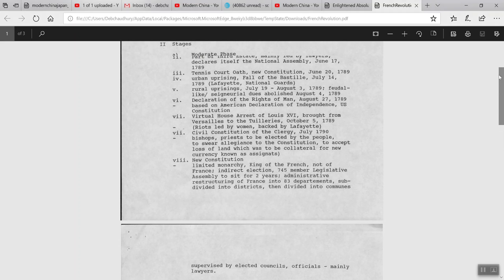And so under 7A, as new currency notes are issued, it's a form of paper money that is issued against the new collateral, which is the newly confiscated, now nationalized church property. In July 1790, a new civil constitution of the clergy was put into effect. Bishops and priests were now to be elected by the people and paid by the state, like any other official.